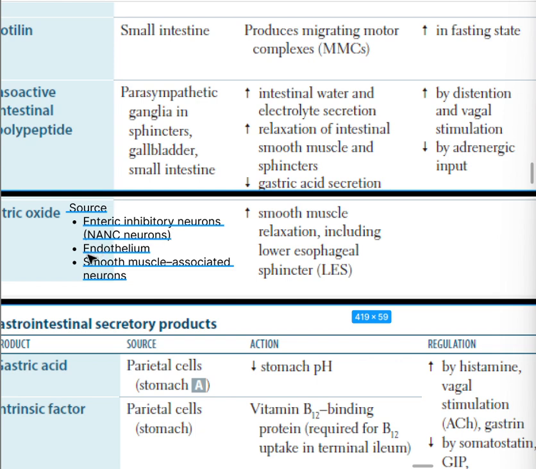And then we have the endothelium. So there is an endothelial nitric oxide. This is also known as eNOS, which is the endothelial nitric oxide synthase. The one that comes from the endothelium causes vasodilation. This regulates blood pressure and blood flow. It's responsible for nitroglycerin-like vasodilation. It's important in erection physiology.